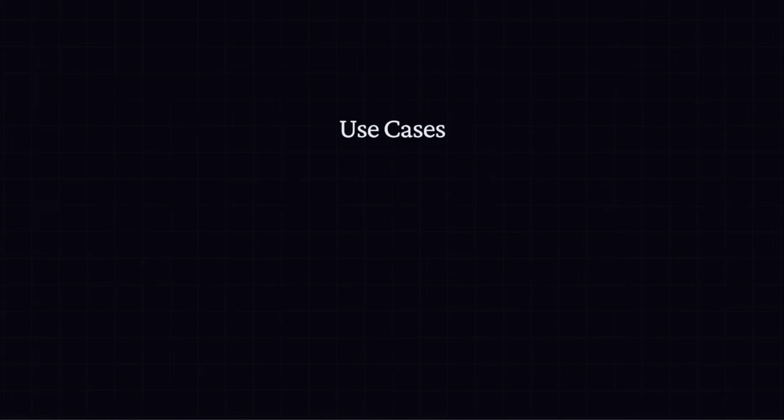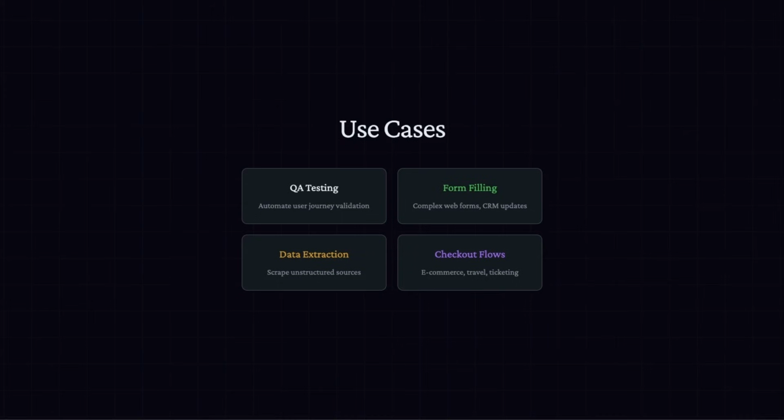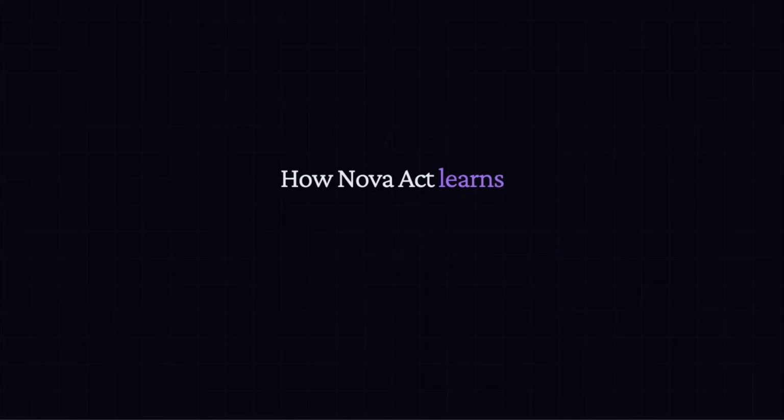So the pattern here is very clear. You're looking at QA testing, form filling, or data extraction. So these are tasks that are repetitive, well-defined, and need to work every single time. So Nova Act are a number of different models that Amazon have trained.